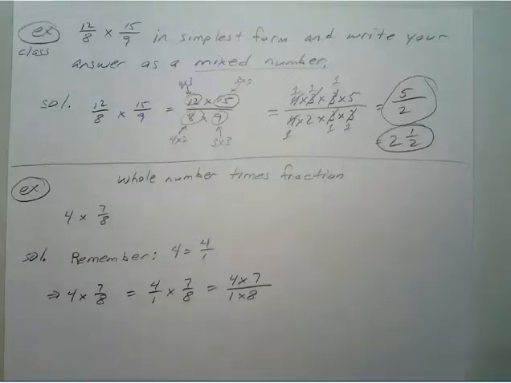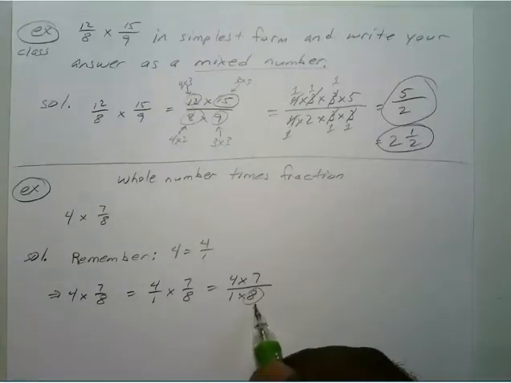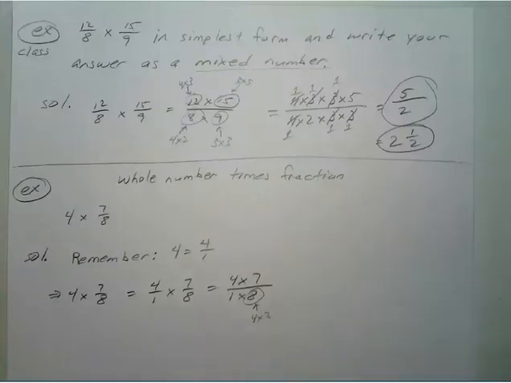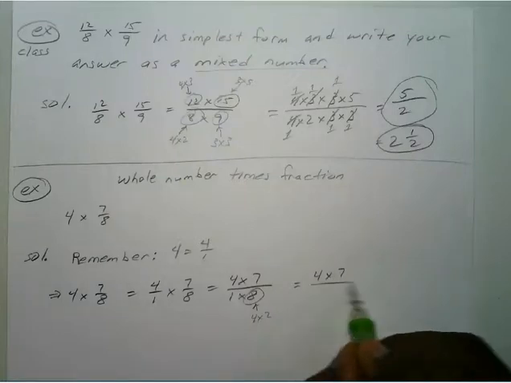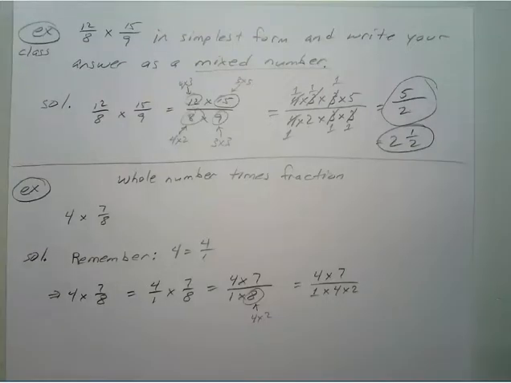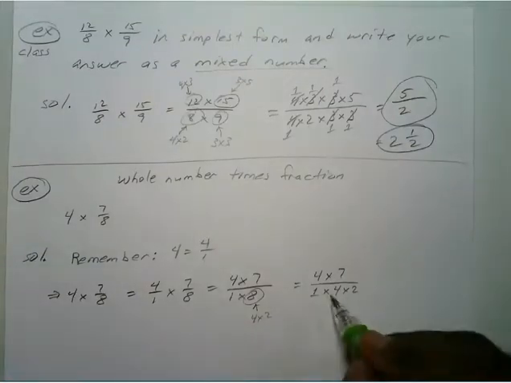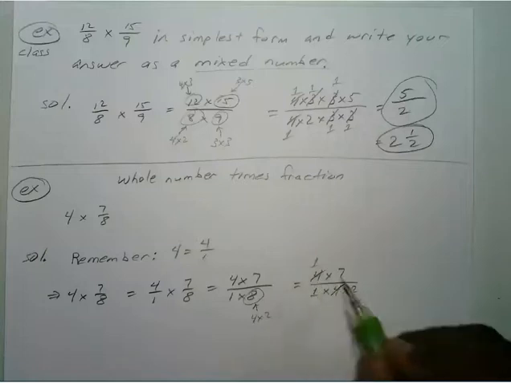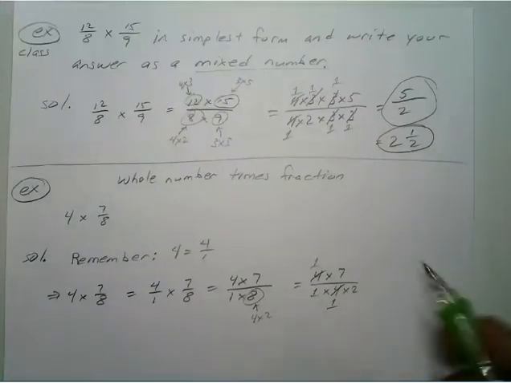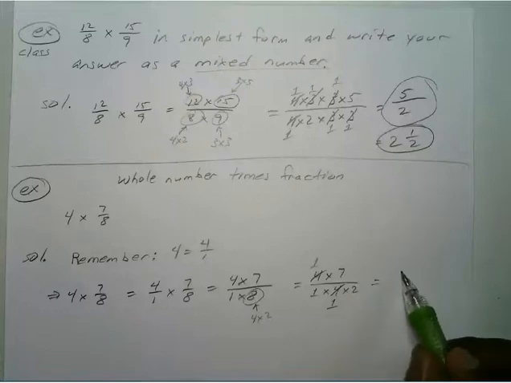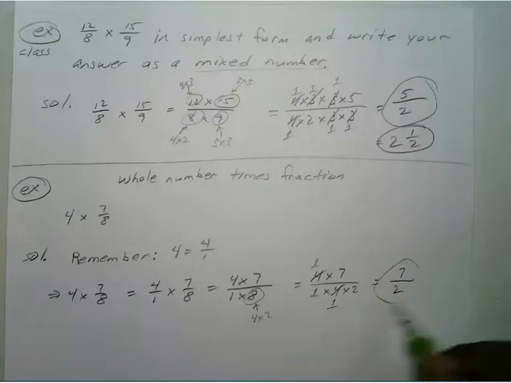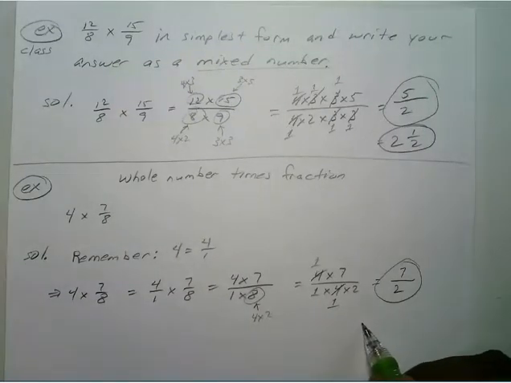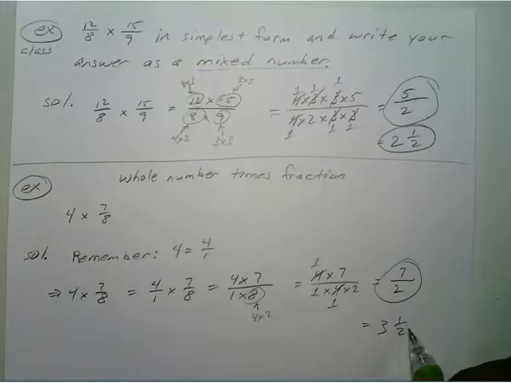And again, we can see here that 8, we can replace that with 4 times 2. So you have 4 times 7 over 1 times 4 times 2. So we have a 4 in our numerator and denominator, so those two will cancel out. So you have 1 times 7, which is 7, over 1 times 2, which is 2. And if they wanted us to write it as a mixed number, that would be 3 and 1/2.